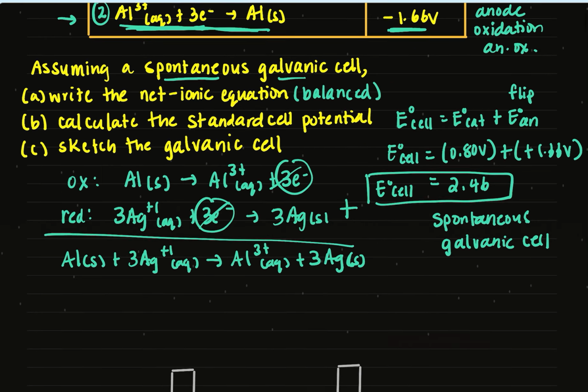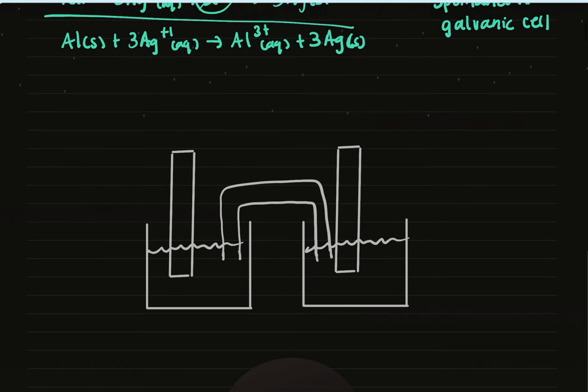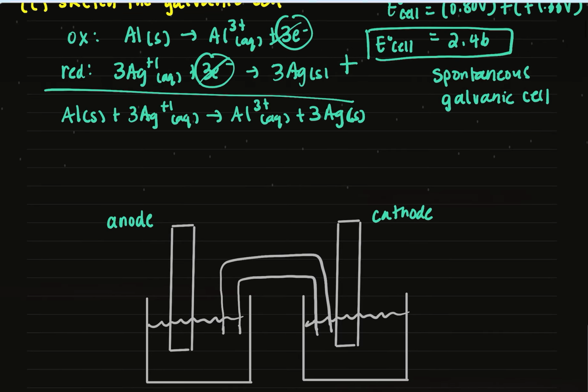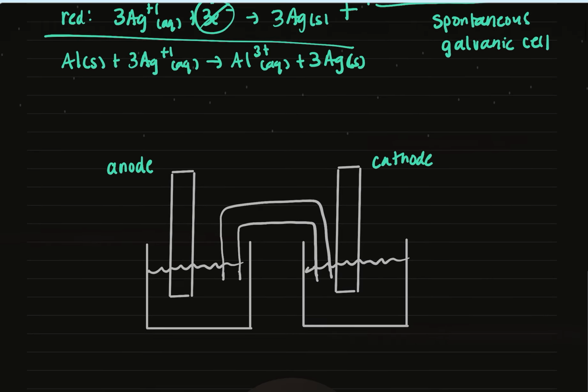Okay, so let's do one more, which says to sketch the galvanic cell. I kind of made a little skeleton of it already down here. Sometimes they'll give you a diagram, sometimes you may need to annotate a diagram. So I'm going to put the anode on this side, and we'll put the cathode on this side. And we know that the anode, if we go back to our rough work, is the aluminum. The aluminum's getting oxidized, so I can call this metal aluminum.